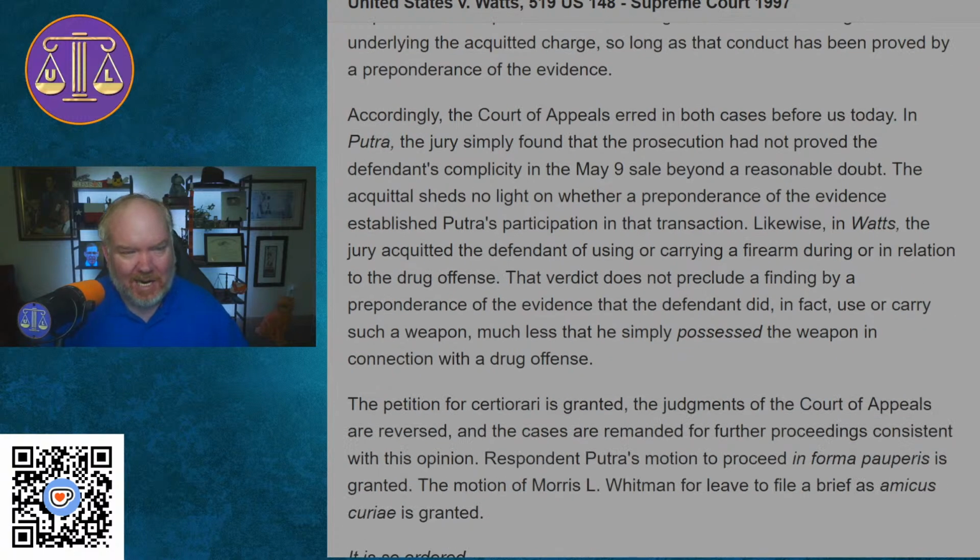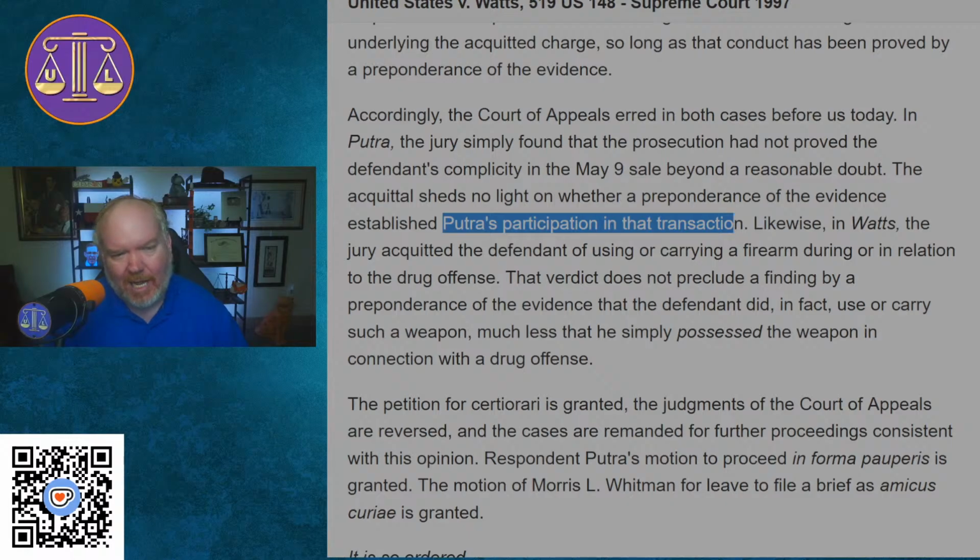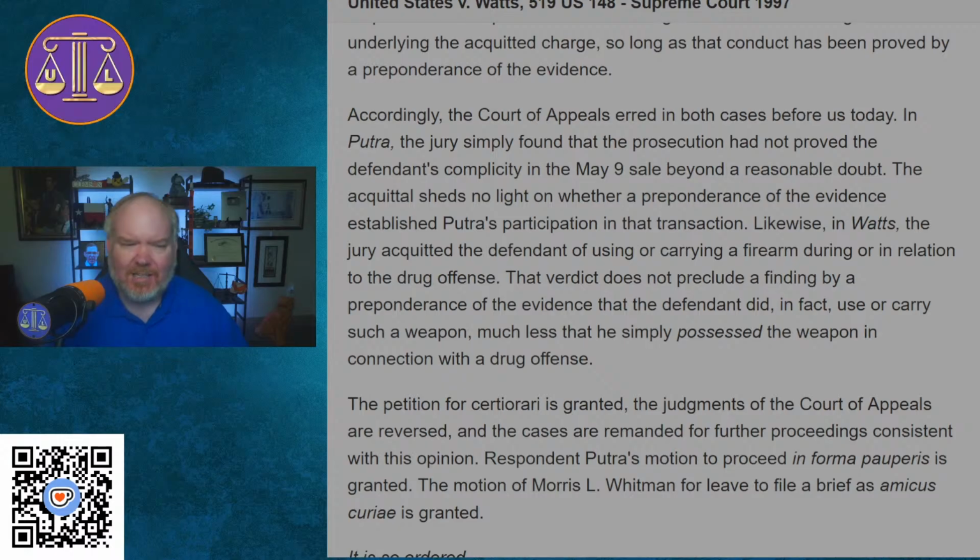Accordingly, the Court of Appeals erred in both cases. In Putra, the jury simply found the prosecution had not proved defendant's complicity in that May 9th sale beyond a reasonable doubt. The acquittal sheds no light on whether a preponderance of evidence standard established the participation in the transaction. Likewise, in Watts, the jury acquitted the defendant of using or carrying a firearm during or in relation to a drug offense. That verdict does not preclude a finding by preponderance of the evidence the defendant did, in fact, use or carry such a weapon.